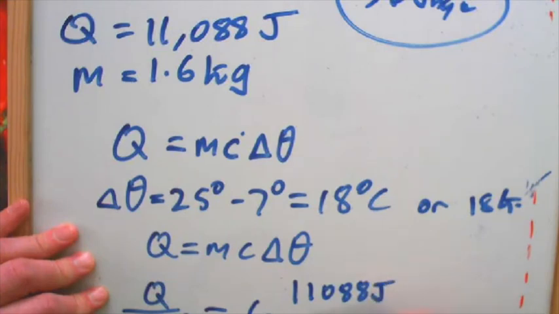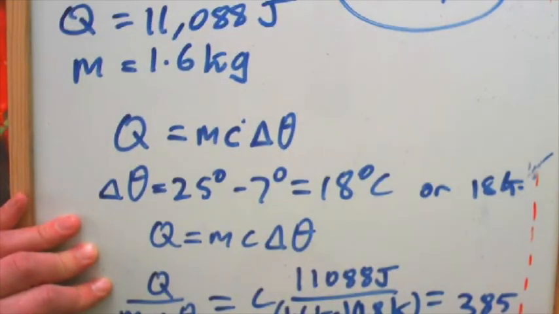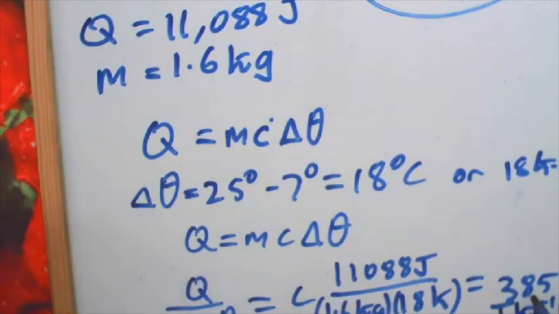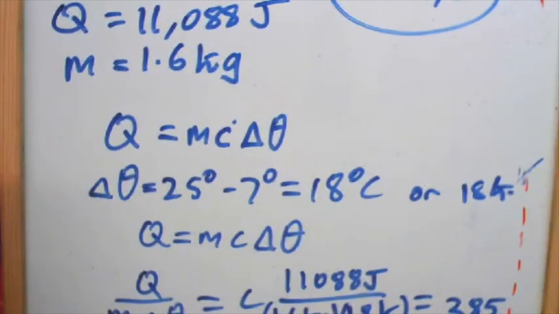So that's 11,088 joules divided by 1.6 kg times 18 Kelvin, which I worked out as 385. And let's pay attention to our units here. So that's joules. We're dividing by kilograms, so it's kilogram to the minus 1. And we're dividing by Kelvin, which is Kelvin to the minus 1, which is the unit we use for specific heat capacity, so we're happy out. And 385 is pretty close to 390, so that seems like a good answer.